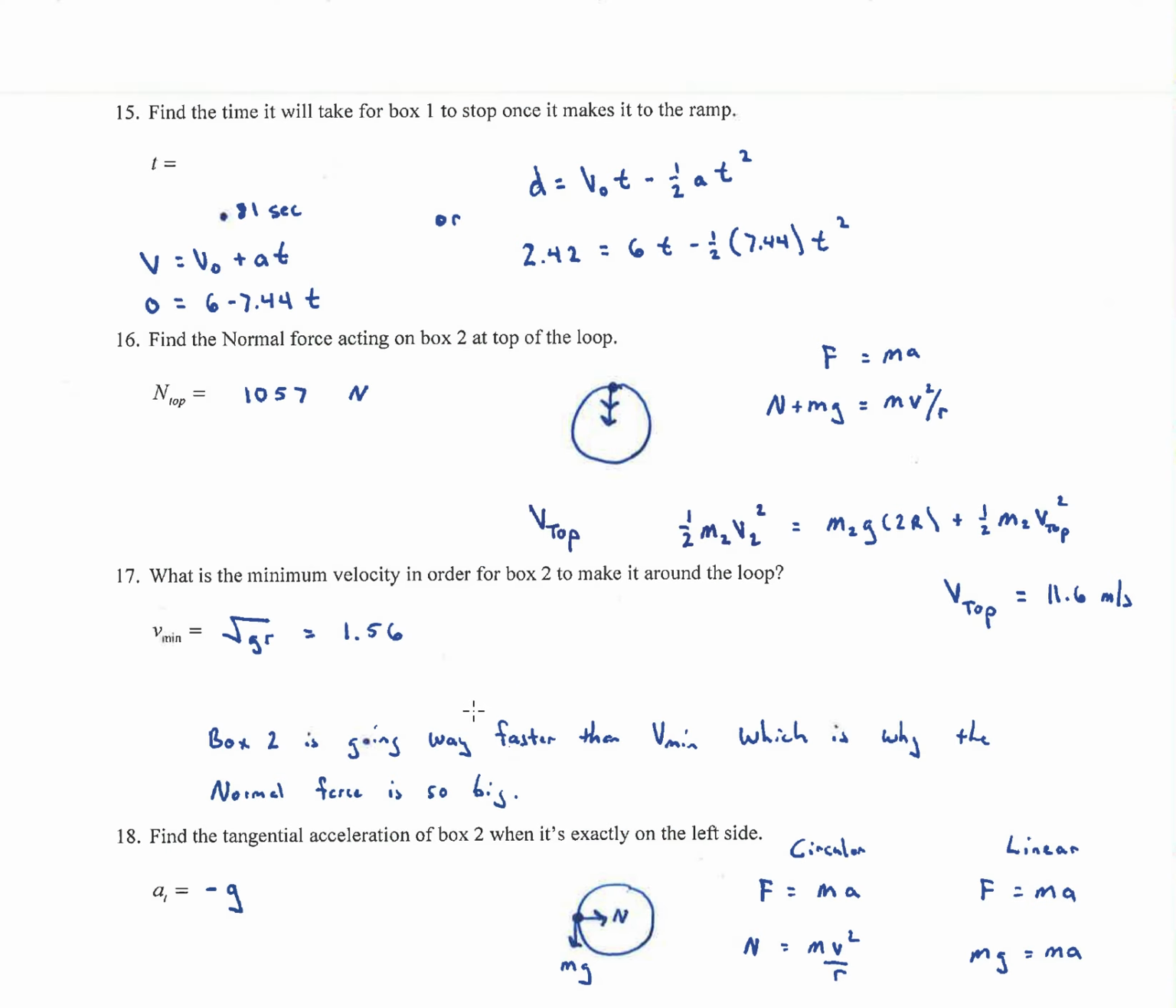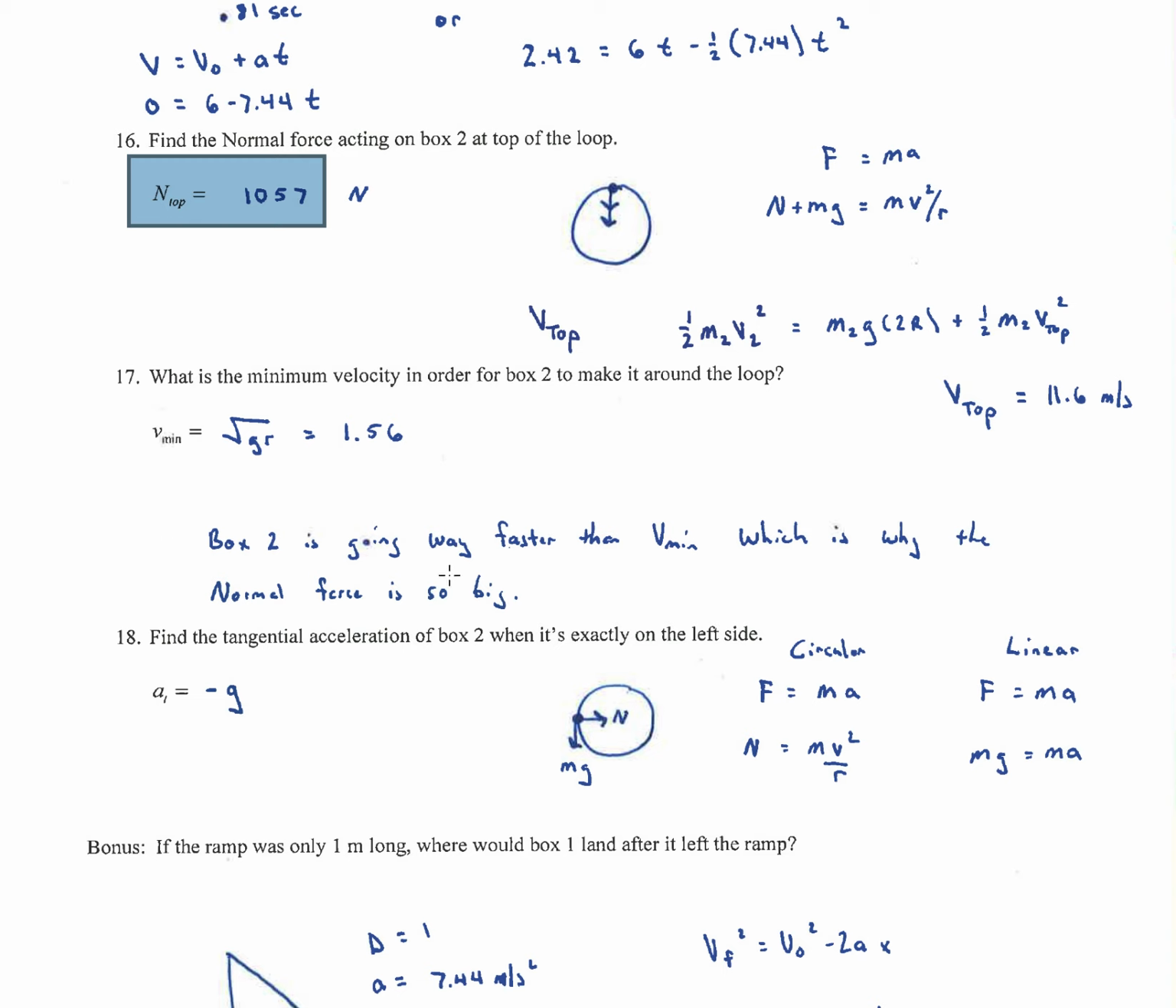Okay? And does it make it around? Of course it makes it around. We just showed you that the velocity is 11.6. All it needed to be moving was 1.56. So yes, box 2 is for sure going to make it around the loop, and the normal force is necessary. The normal force is going to be huge. Again, we already knew that the normal force was this big value. So yes, the ramp for sure helps it move in a circle.